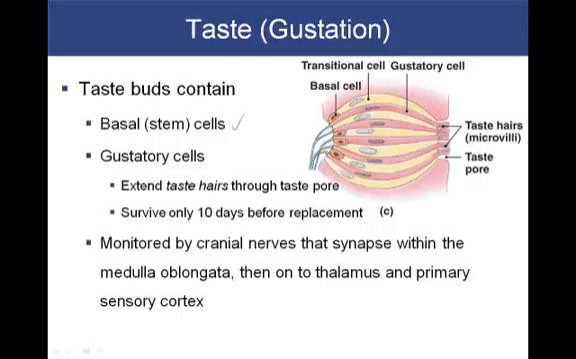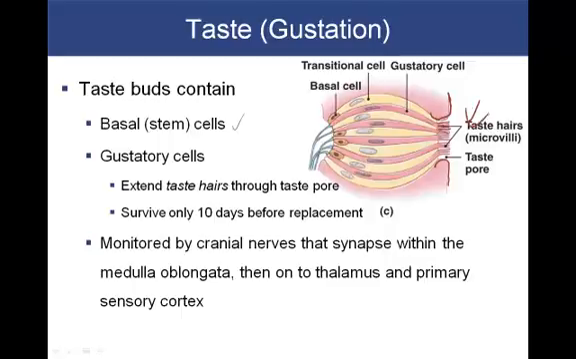When we look at the gustatory cell, we see that little microvilli extend off the distal portion of the cell, and these are referred to as taste hairs. And taste hairs are going to be open to the environment through a structure known as the taste pore. And we see here's the boundaries of the taste pore. So this would be the surface of the tongue, for instance.